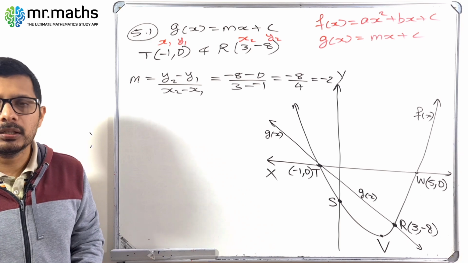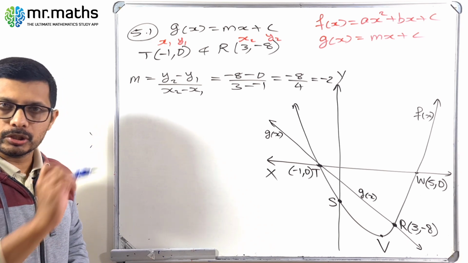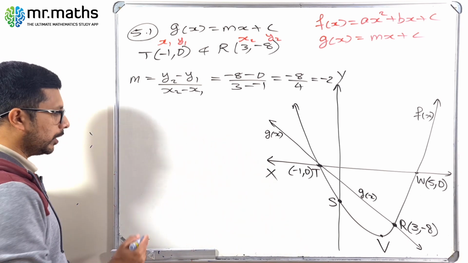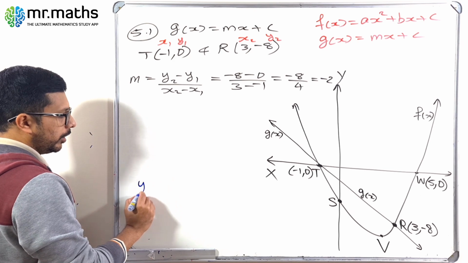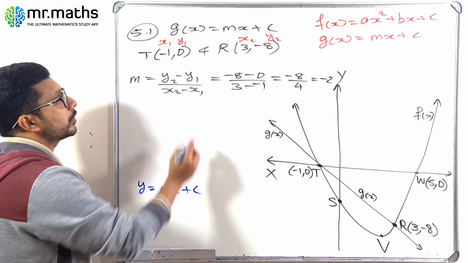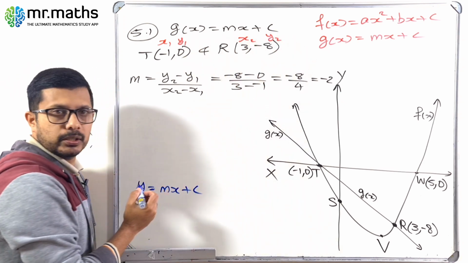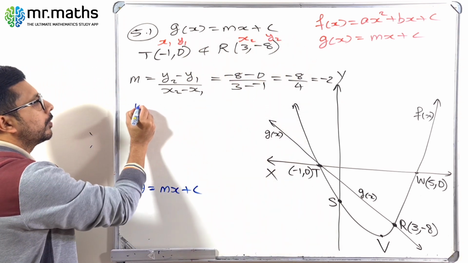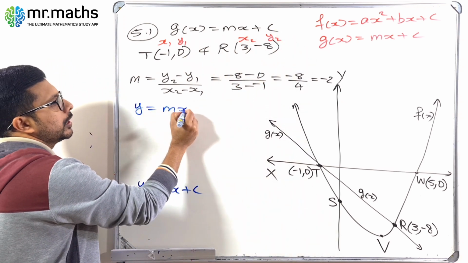What is the formula for the equation of a straight line? You studied two formulas. Either you can use y = mx + c. This is one equation. Can you see that? mx + c. Okay, we can use that formula, no problem. y = mx + c.